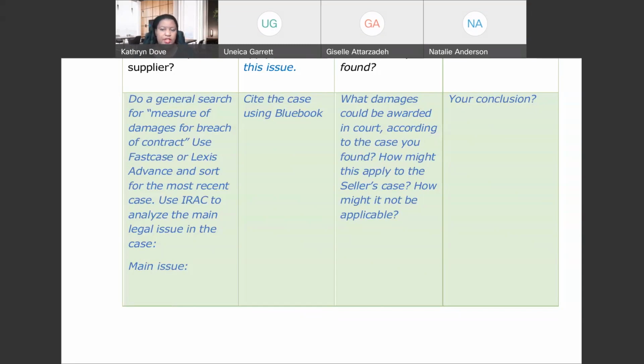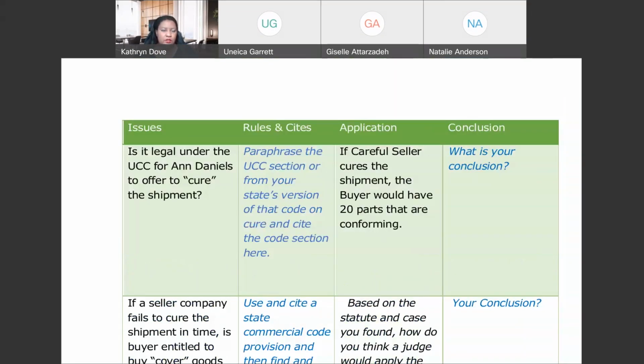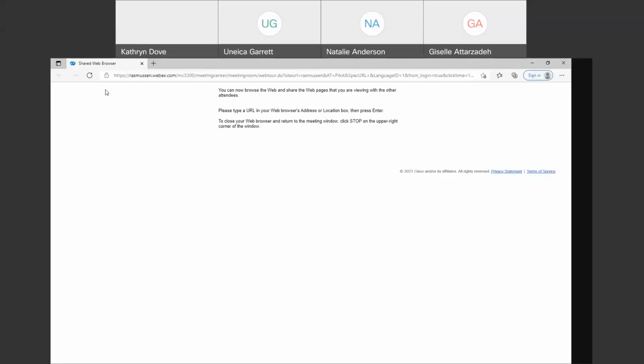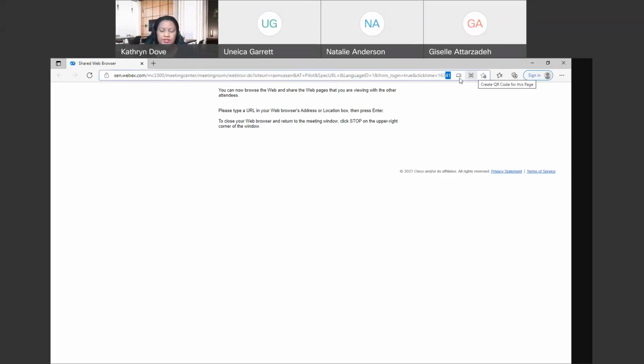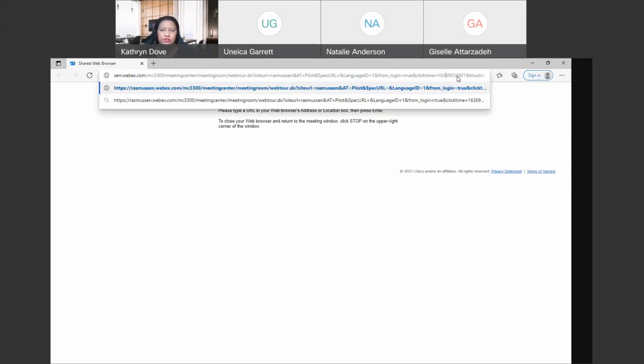Let me see if I can do a sample of this. Would that be helpful? Let me see if I can go into Fastcase and do this. Let's see if I can share a web browser and do this, because I'm curious myself to see what kind of results can be generated from this search.